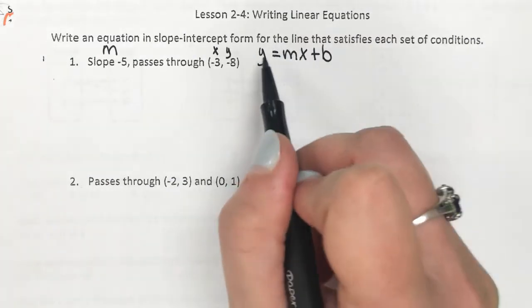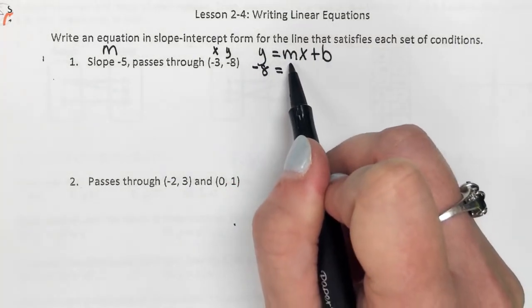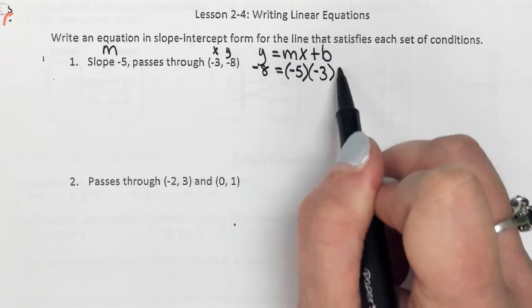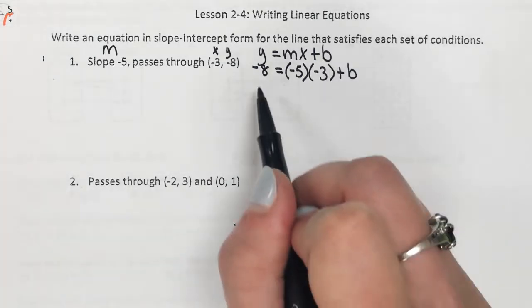And you know y is how much? -8. Yeah? M is how much? Perfect. Times -3. And so now you can figure out what your b is, right? So what's -5 times -3? Go.